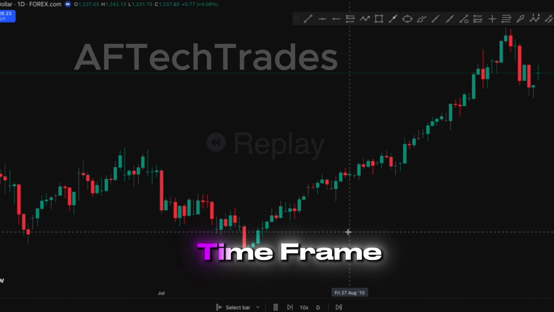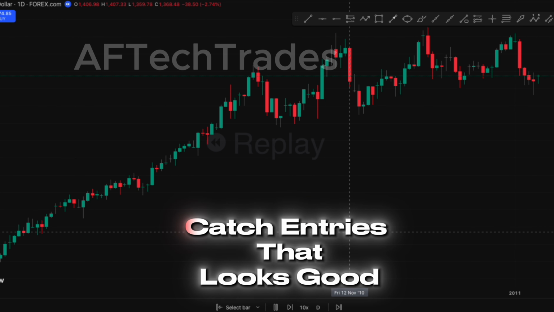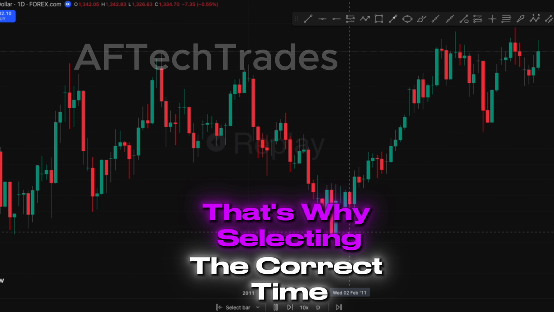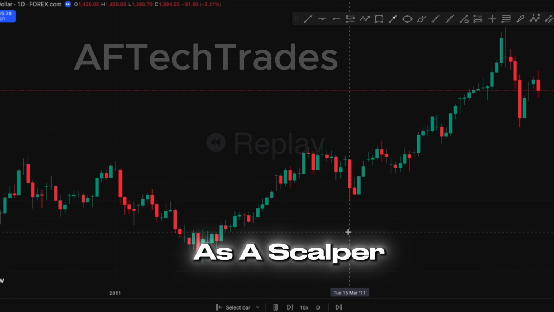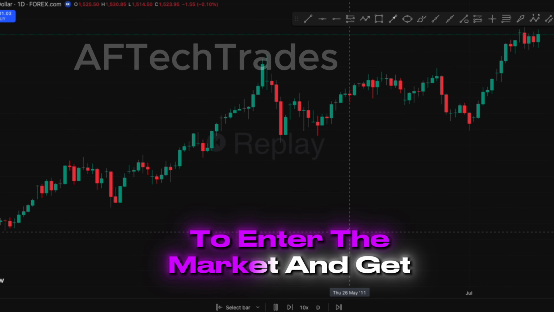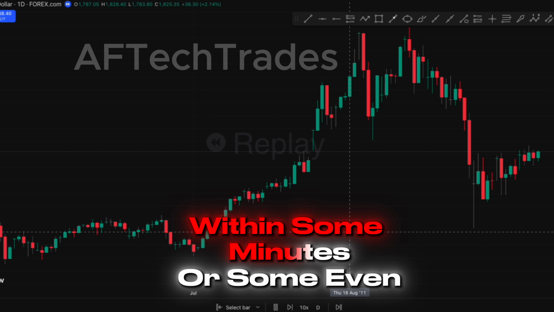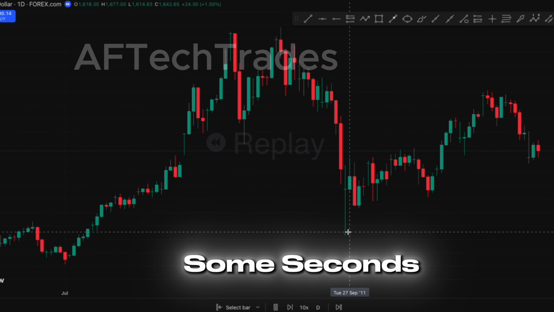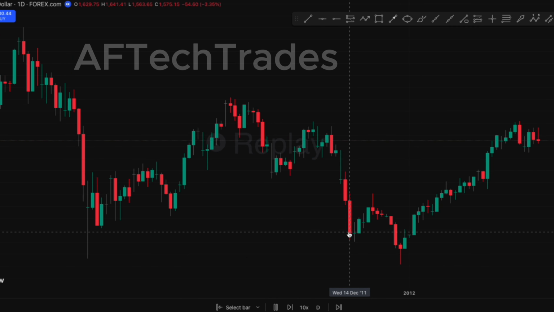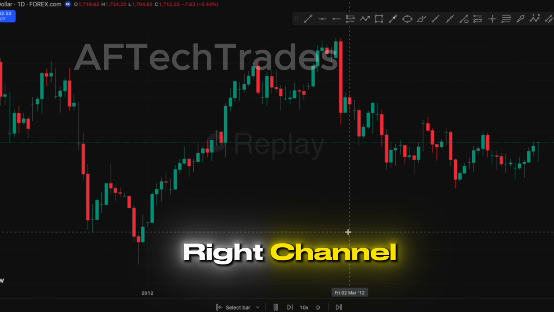So if you choose the wrong time frame and the wrong strategy, you will always be late, or you catch entries that look good but are actually reversing. That's why selecting the correct time frame is one of your biggest weapons as a scalper. You know, scalping is the fastest way to enter the market and get out of the market within some minutes, or some can even enter and get out within some seconds. You don't stay long in the market if you are scalping. So scalping gold is very easy if you follow the right channel.